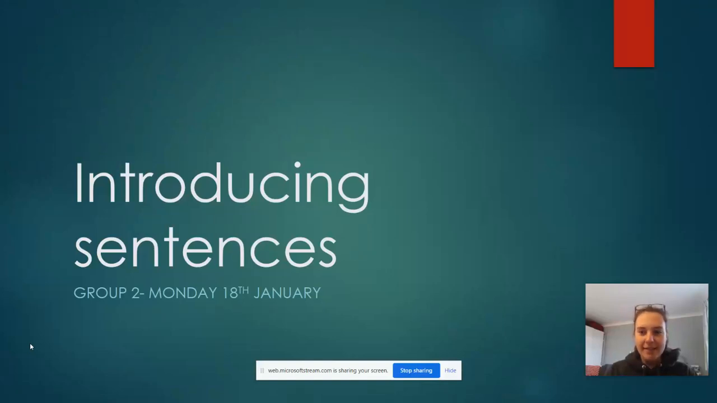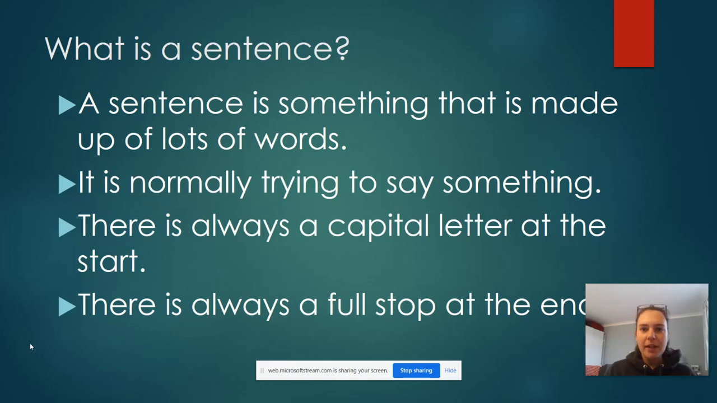It is Monday, the 18th of January, and this week we are going to be looking at sentences and reading sentences. Now, there are some top tips that I need to give you and teach you before we can start reading sentences, okay? Now, what is a sentence? A sentence is made up of lots of words. It could be 4 words, it could be 10 words, okay? And your sentence is normally trying to say something. It's normally trying to get something across. There's always a capital letter at the start and there's always a full stop at the end. That's how you know that that is a sentence.